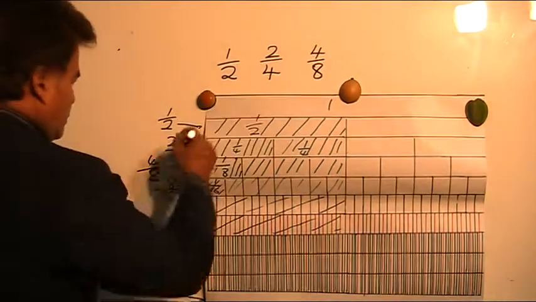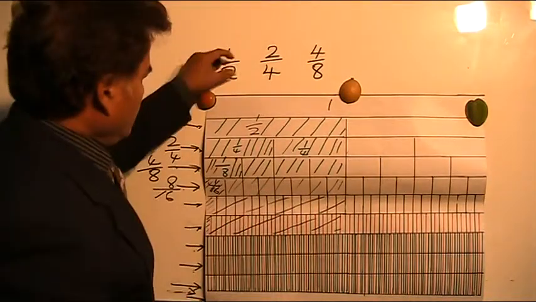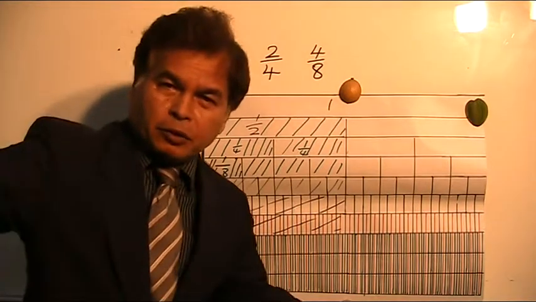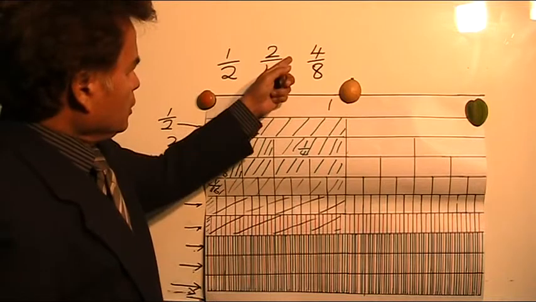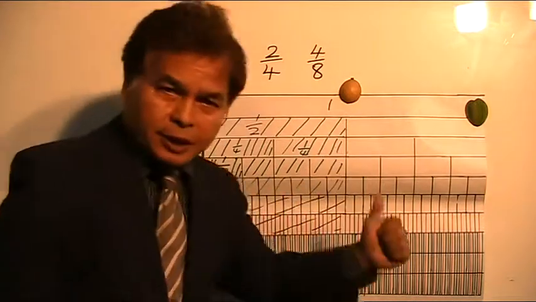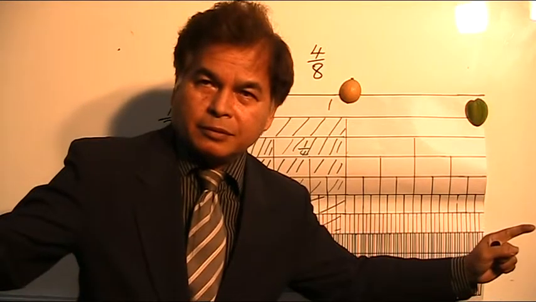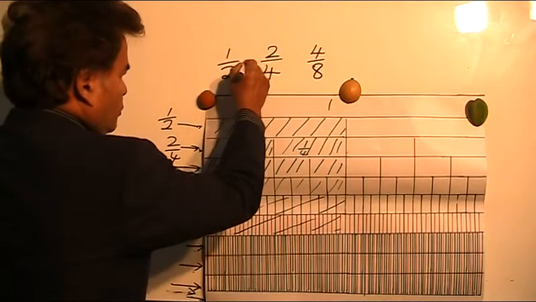So I put here, but are they equal in size? Like for example, what I mean is 1 over 2 and 2 over 4, are they equal? Put up your hand just to say equal. Alright, good. And it is 2 over 4 equals to 4 over 8. Put up your hand just to say equal. Good. That means you understand. Then you can put equal sign.